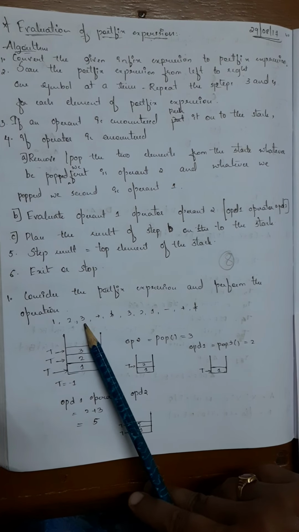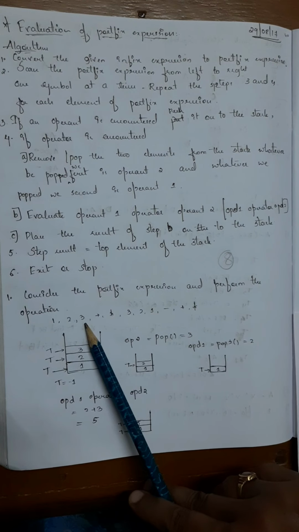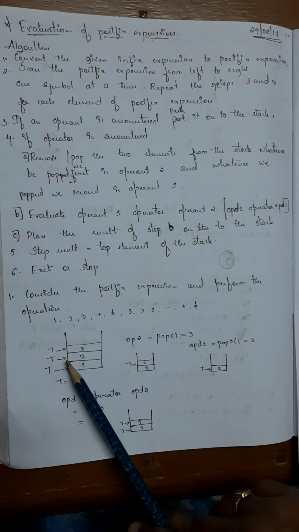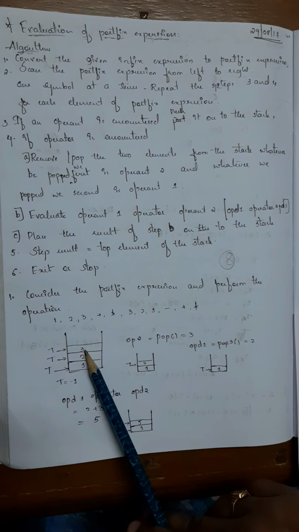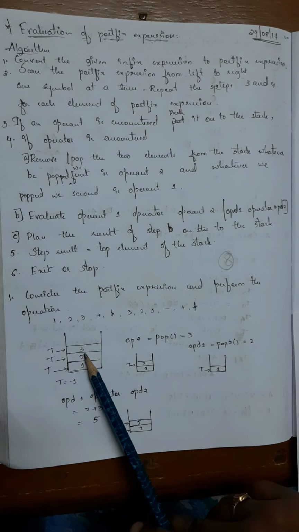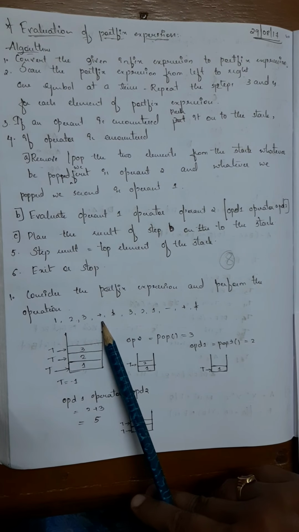Then we read the next symbol, 3. It also happens to be an operand, so top is incremented by 1, and wherever that top points we push the element 3. Then we read the next symbol, plus.